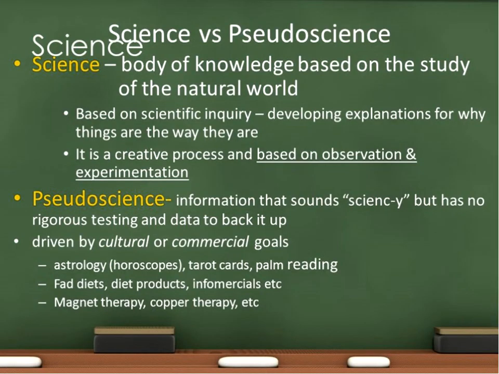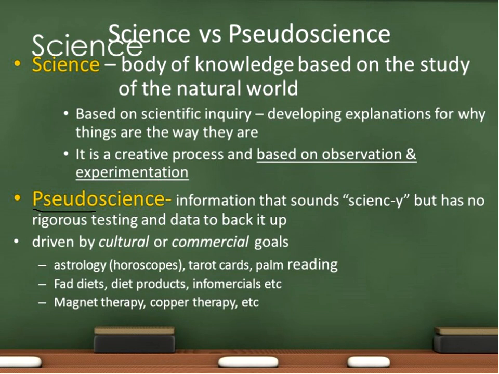So first of all, science versus pseudoscience. Science and pseudoscience are definitely very different. Pseudo means fake. So we've got science and then we've got fake science. Science, we know. It's just a body of knowledge based on the study of the natural world. The whole point of science is to answer questions about the natural world. If you have a question that can be answered, that's about science. It's based on scientific inquiry. It's a creative process, but it's based on observation and experimenting. So real questions, real answers.